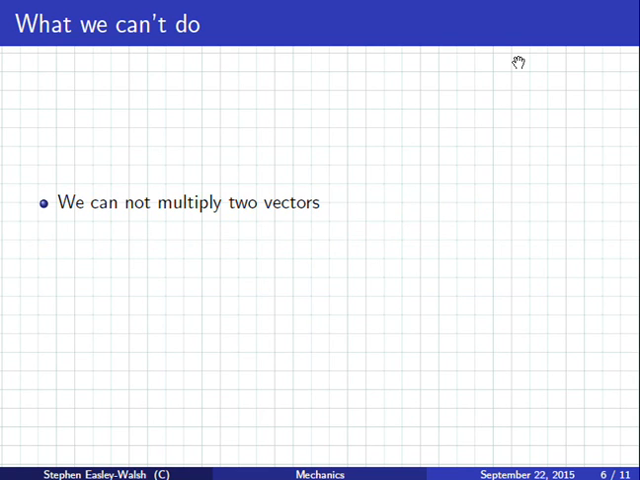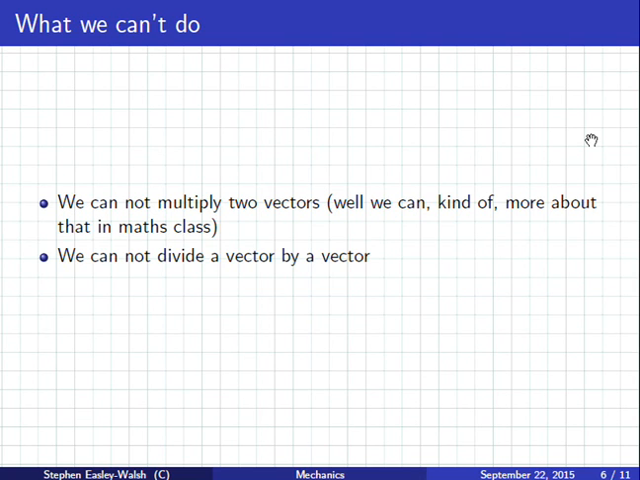But this is the key point. We cannot multiply vectors. Well, not really. So, for physics, we shall say for now and for the rest of the course, we cannot multiply vectors. But in that class, we will see a way to kind of multiply vectors. But really, for physics, we're saying we can't multiply vectors, and, no surprise then, I'm also saying we can't divide vectors. So we can add vectors, or subtract vectors, but we can't multiply or divide them.